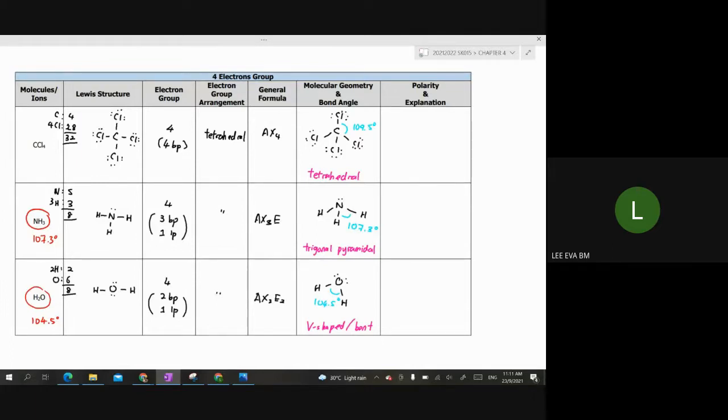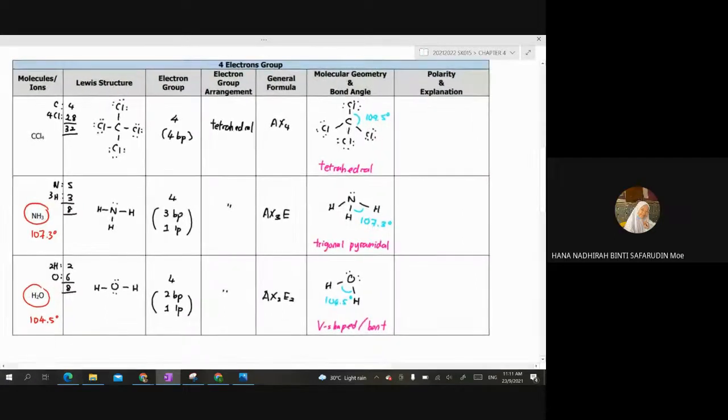Is that okay? Okay, madam. So here, note down in your exercise the bond angle for NH3 is 107.3 and for H2O is 104.5. Okay, and then jot down also the name of the shape. We have tetrahedral, trigonal pyramidal, and the V shape. So either you write V shape or you write bent, also can.